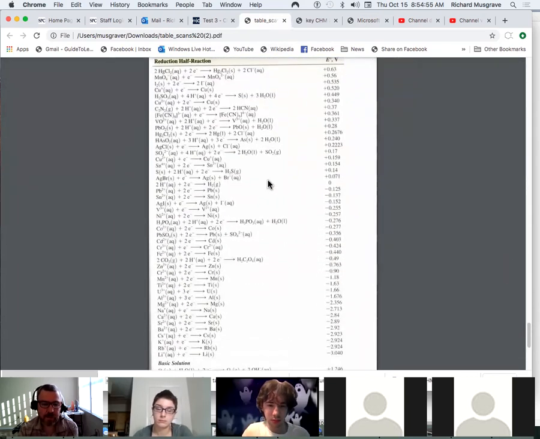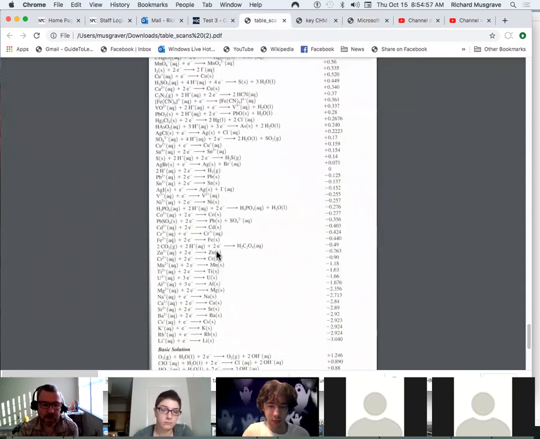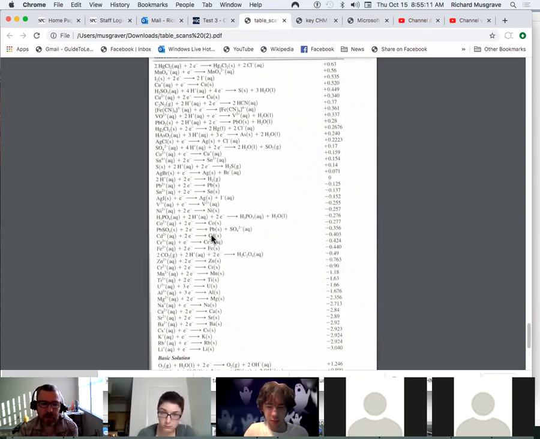So let's see, where's the one with zinc and zinc 2+? There it is. So zinc 2+ plus 2 electrons gives zinc, and that's going to be negative 0.763 volts. So that's what I would write down. I also need to find the one that involves copper 2+ and copper.